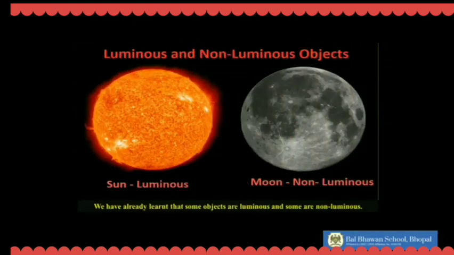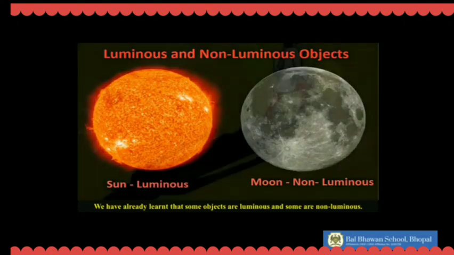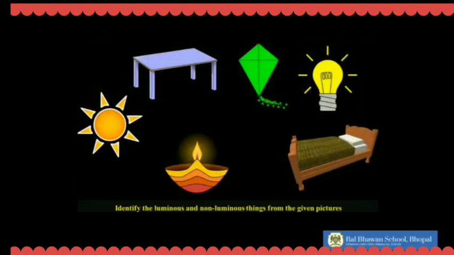We have already learned in the previous class that some objects are luminous whereas some are non-luminous. Now see the given picture. Identify the luminous and non-luminous things from the given picture. I hope you remember the definitions. Yes, all bodies which emit light are luminous bodies, and the bodies which do not emit light are the non-luminous bodies.